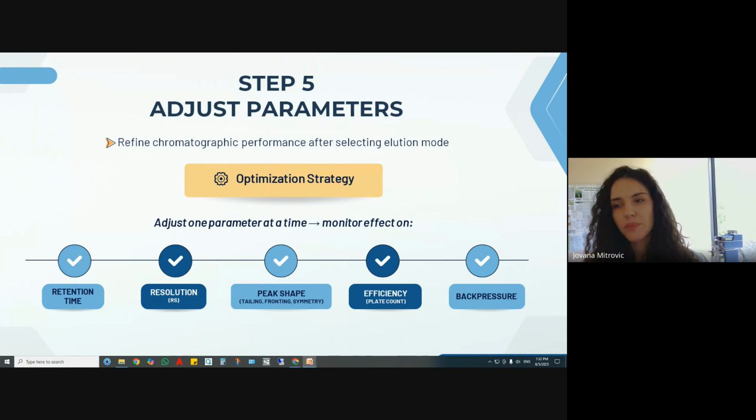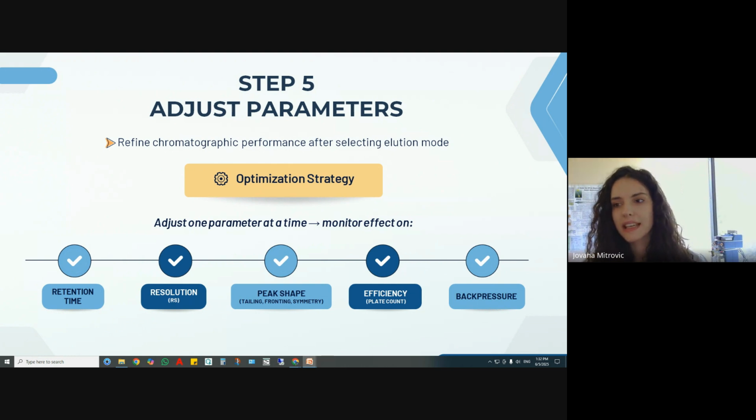Therefore, when optimizing your method, always adjust one parameter at a time. This approach helps you clearly see how each change affects separation.